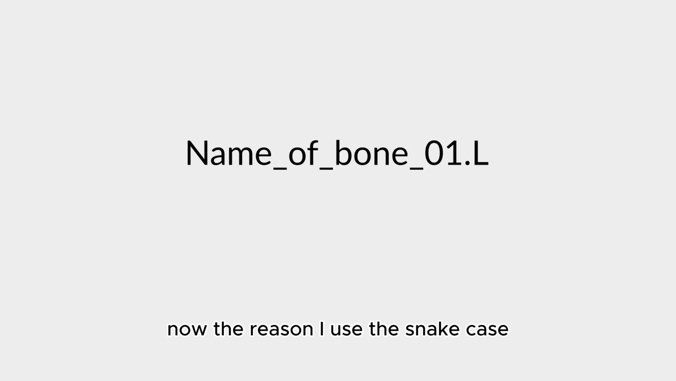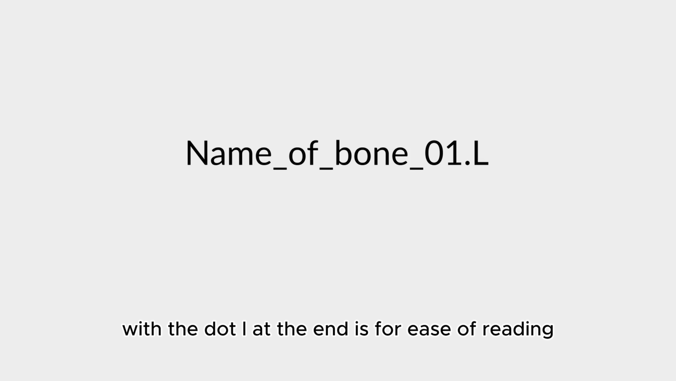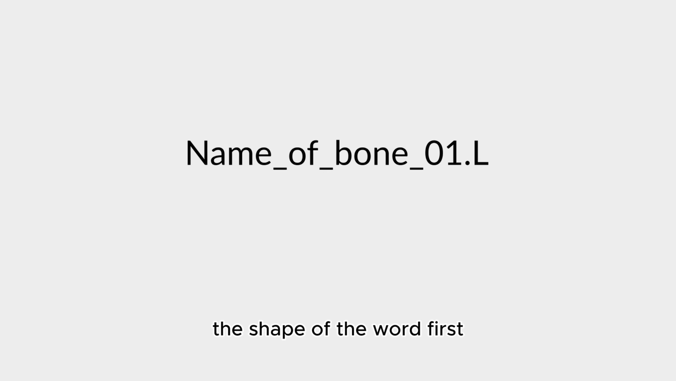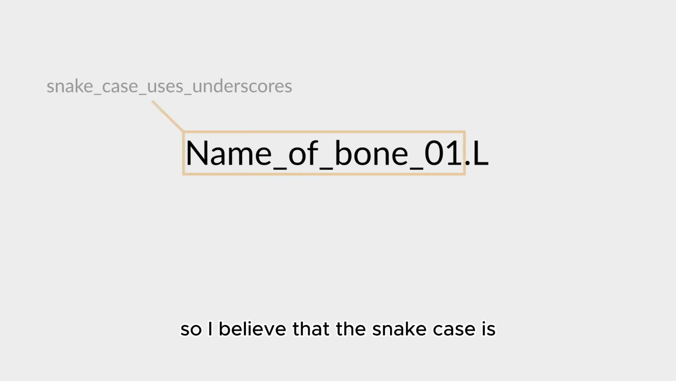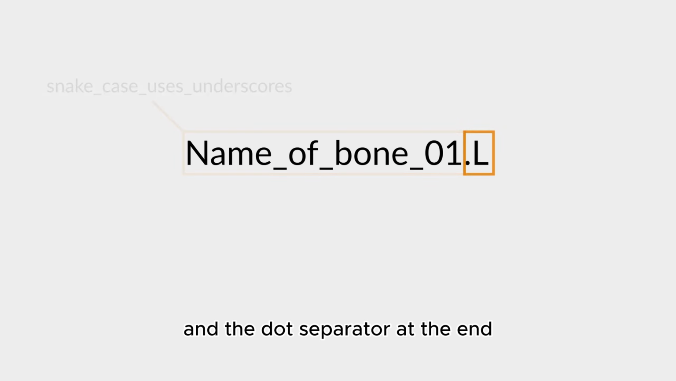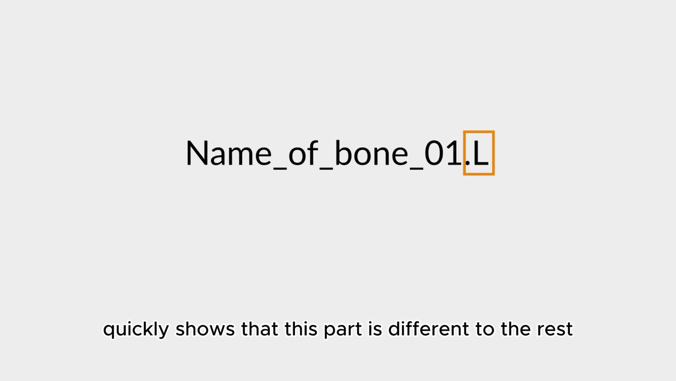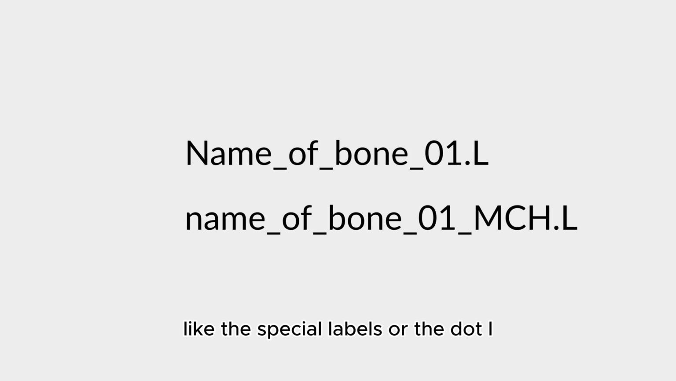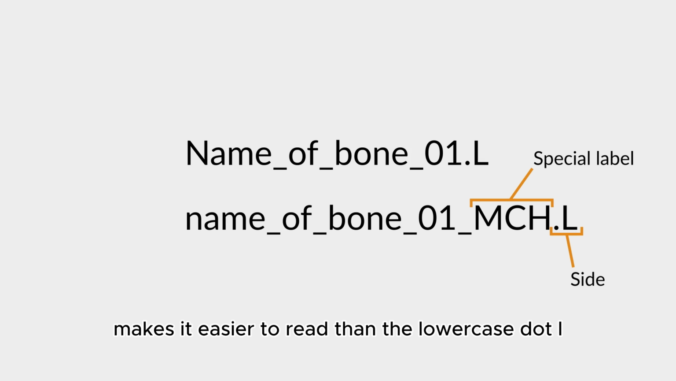Now, the reason I use the snake case with the .L at the end is for ease of reading. The way we read is actually by recognizing the shape of the word first before the actual letters or the word. So I believe that the snake case is by far the easiest to read, and the dot separator at the end, that is the .L, quickly shows that this part is different to the rest. I mostly use all lowercase, but with capitals to emphasize certain parts, like the special labels or the .L. Makes it easier to read than the lowercase .L.